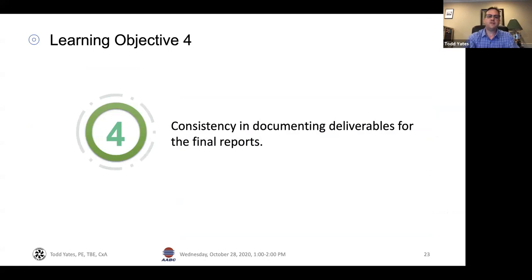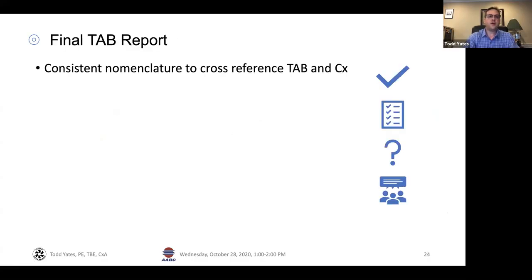Consistency in documenting the final reports is something that's often overlooked, but we see it creating a lot of kickbacks on reports, unintentionally, of course. We need to use consistent nomenclature to cross-reference the TAB and the Cx. I see many times where we may be using different names for the equipment. AH instead of AHU is a simple example, but we can coordinate up front to use the same nomenclature for the same systems, the same types of issues.